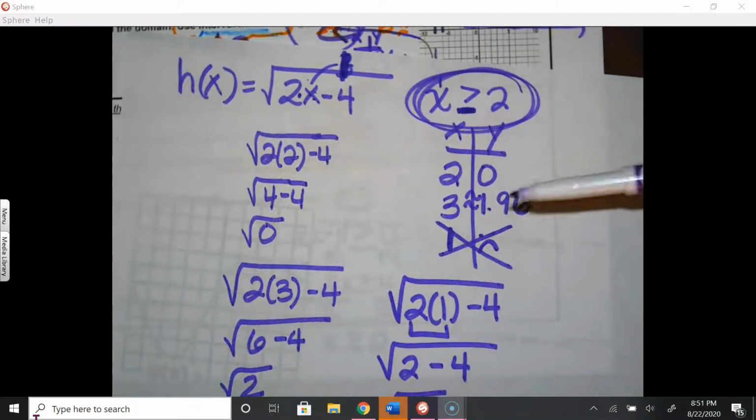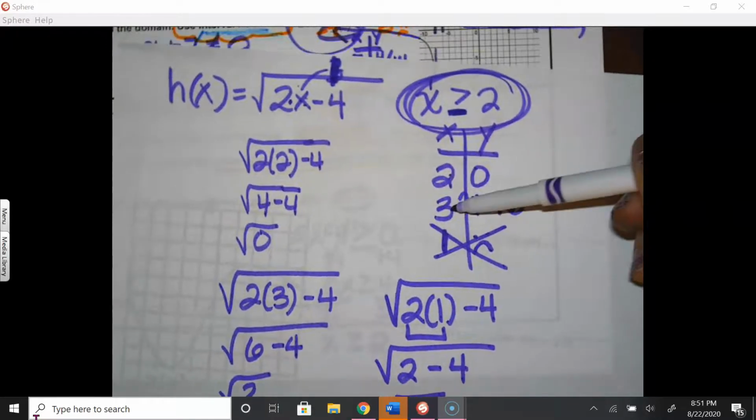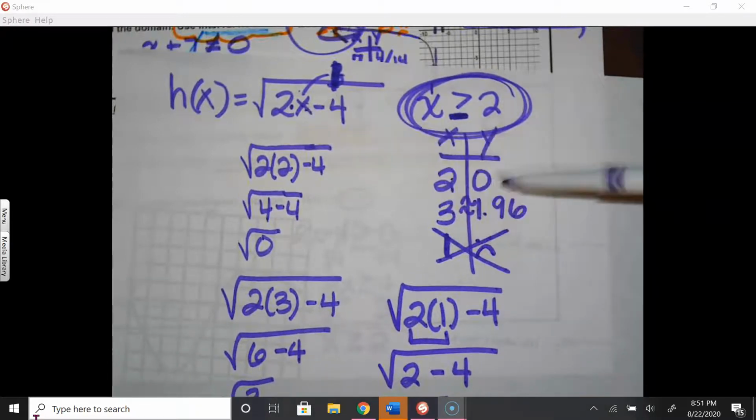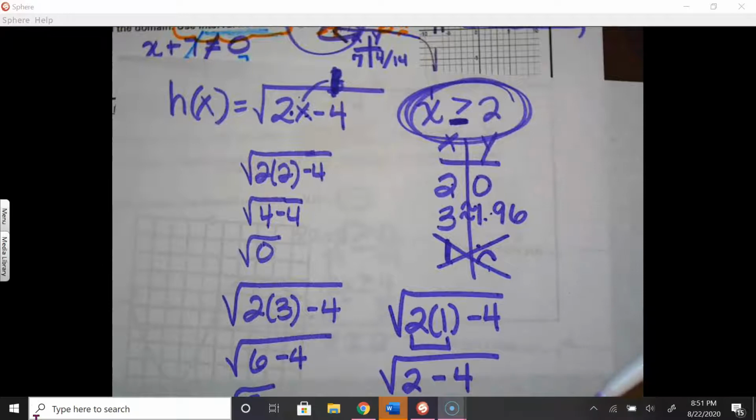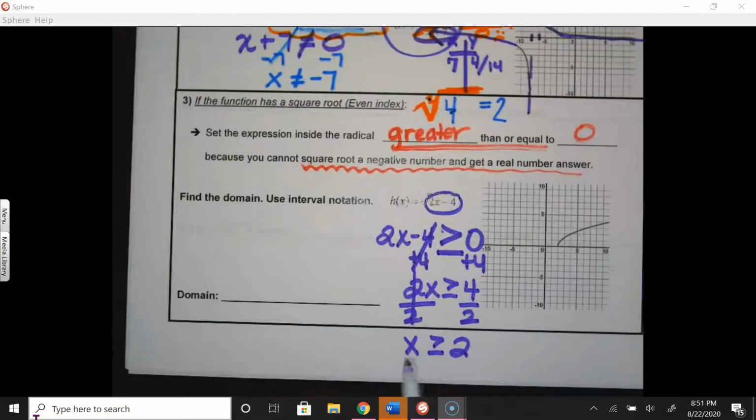This is important, especially when you graph, because you have to pick the right numbers to plug in so you can get the output and be able to graph the function. So you have to be smart about the numbers that you're picking. Okay, so if we go back to this, again in my own words: pick any number that is greater than or equal to 2.